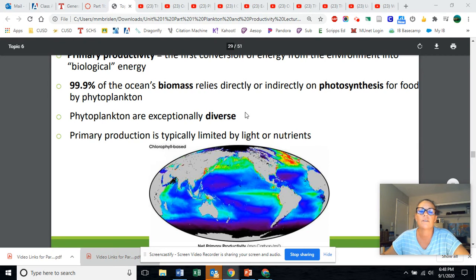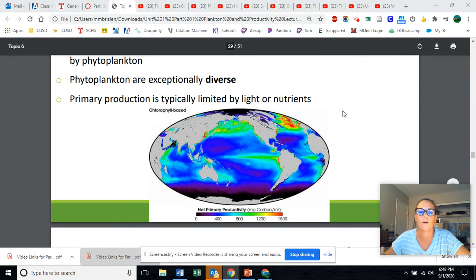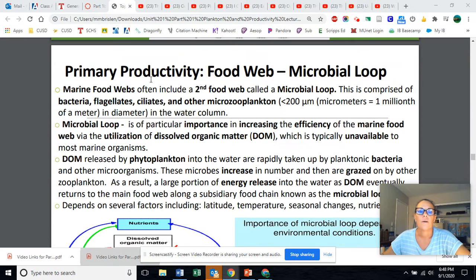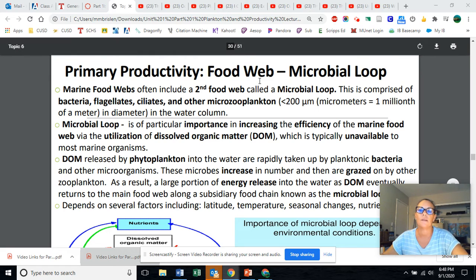Phytoplankton are exceptionally diverse. I think we are seeing that definitely with what we've worked on with our lab and our lectures. So primary productivity is typically limited by light or nutrients, and that'll be what we'll be focusing on in this lecture. Primary productivity, so looking at food webs and microbial loops.